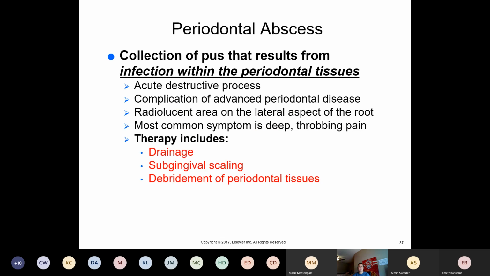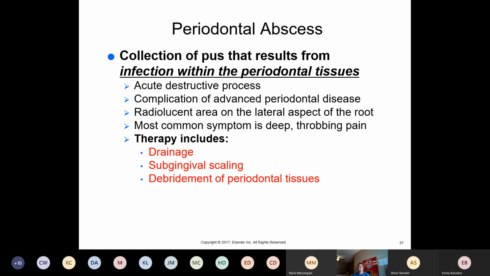Now we're going to talk about a periodontal abscess. Periapical means the apex of the tooth. Periodontal means down in the supportive structures of the tooth. So a periodontal abscess is different. That's a collection of pus or exudate that results from infection within the periodontal tissues, so within those supportive tissues of the bone.